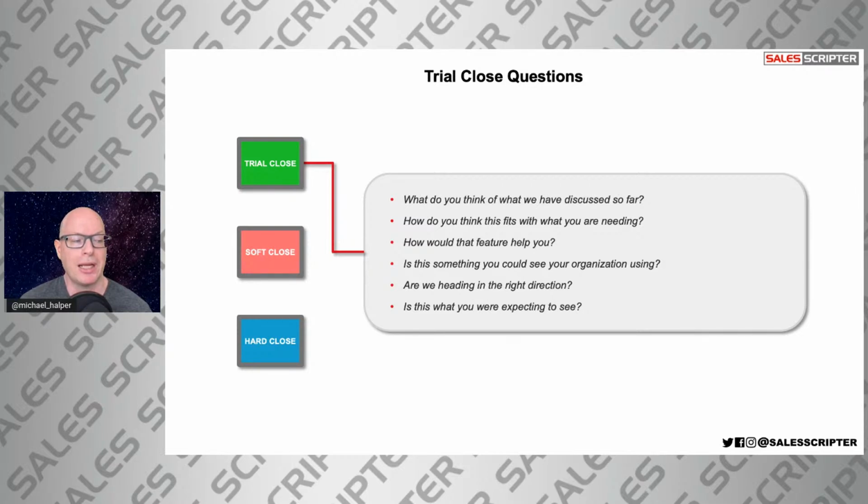If you check in halfway and say, is this what you were expecting to see? What do you think so far? And then you learn that you're going in the wrong direction, you could then adjust the sales and correct the course for the remainder of the presentation. So very valuable information. I personally think you can trial close every time you talk to the prospect. In every conversation, you can check in to say, are we going in the right direction? Is this looking good so far?